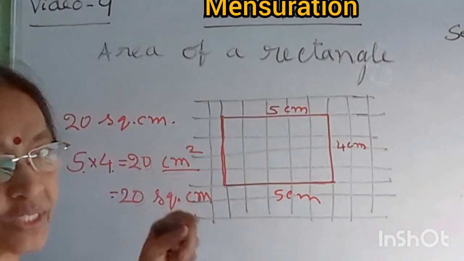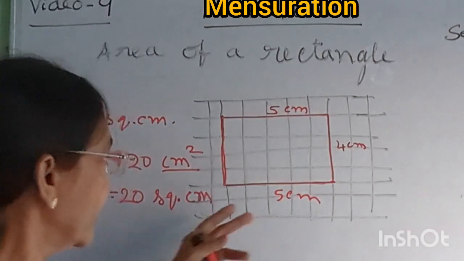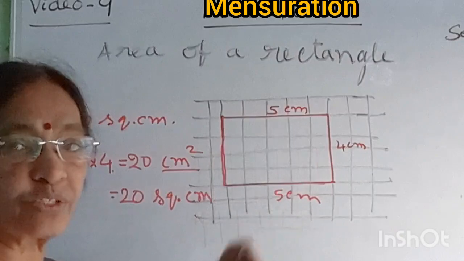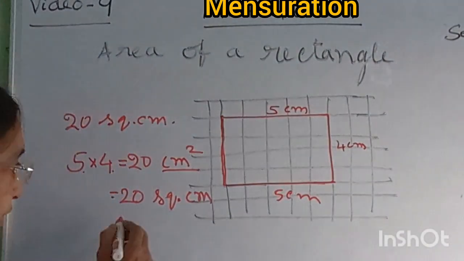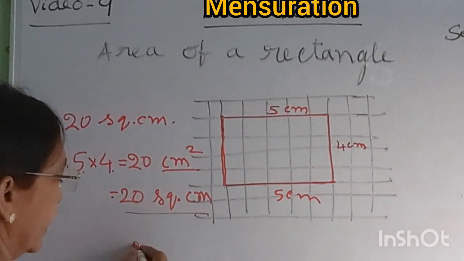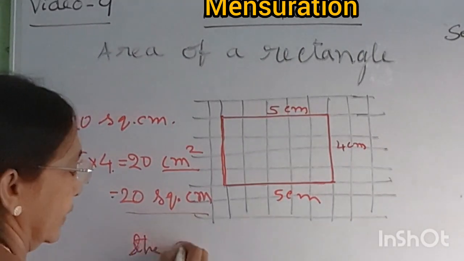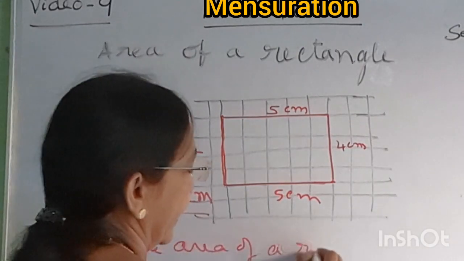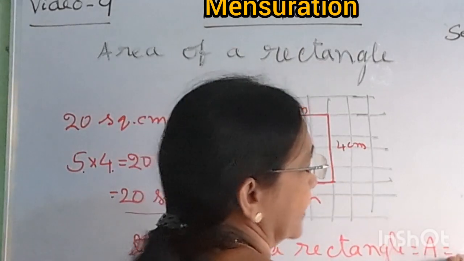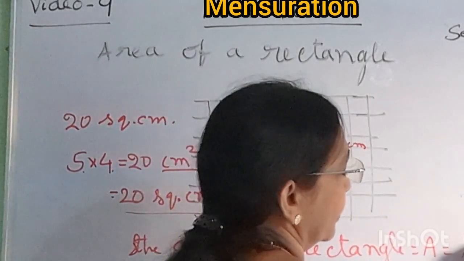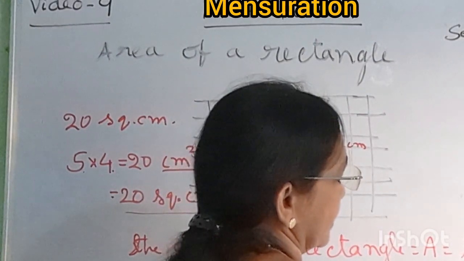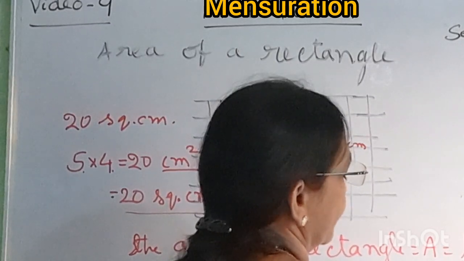Therefore, by counting the fully occupied squares, placing the figure on the grid paper, we found its area as 20 square centimeters. And also by finding its length and breadth, 5 centimeters into 4 centimeters, we found that it is 20 square centimeters. Therefore, the area of a rectangle is equal to its length into breadth. Therefore, 5 into 4 centimeters, so it is square centimeters.